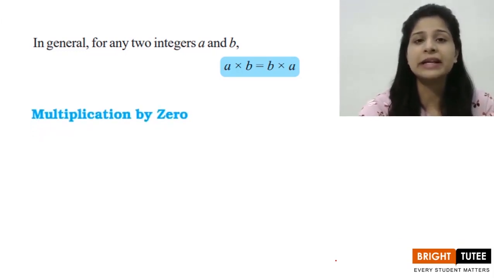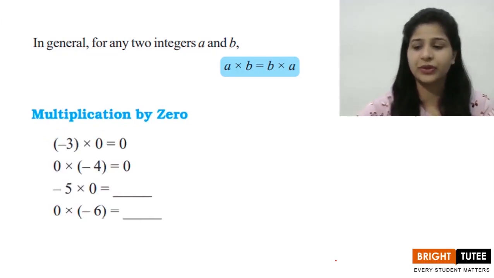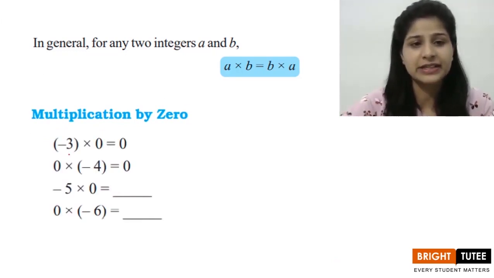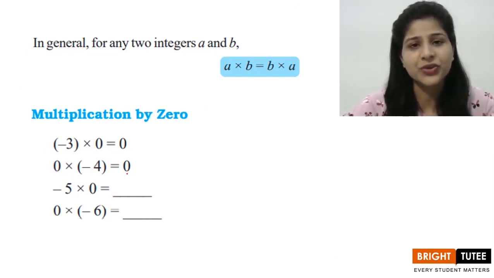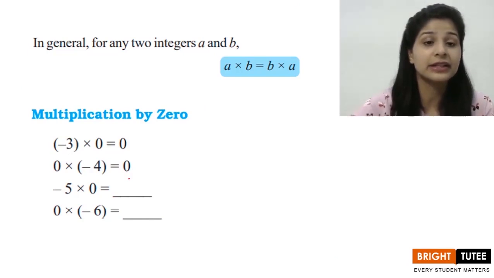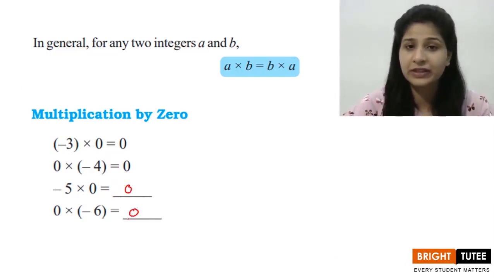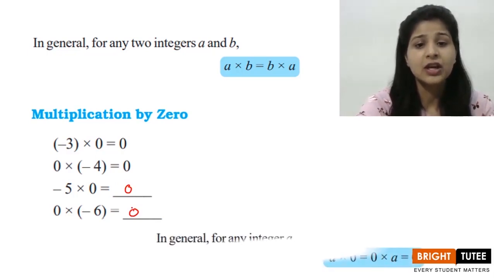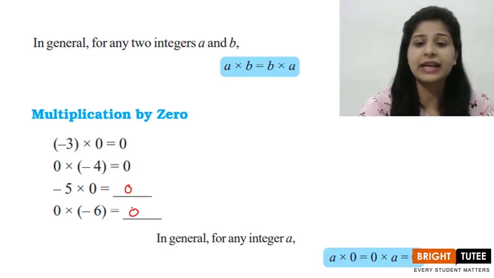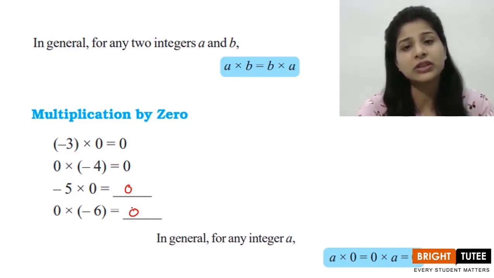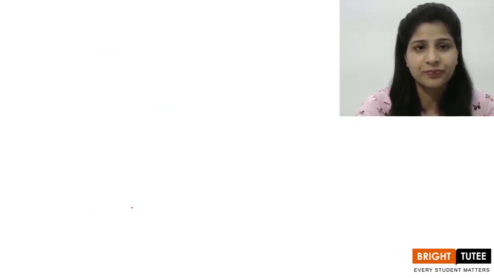Next is multiplication by 0. Let's try out. If I multiply minus 3 with 0, I am going to get 0. 0 multiplied with minus 4, 0 multiplied with any number, the answer is always going to be 0. Correct? So we can say if we multiply an integer with 0, or we write A into 0 or 0 into A, the answer is always going to be 0.